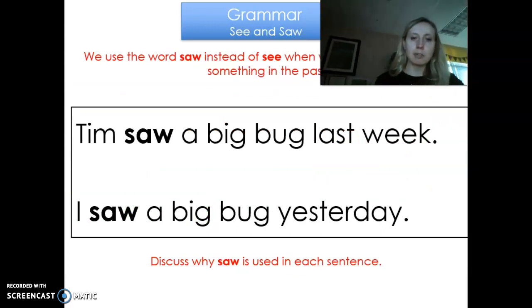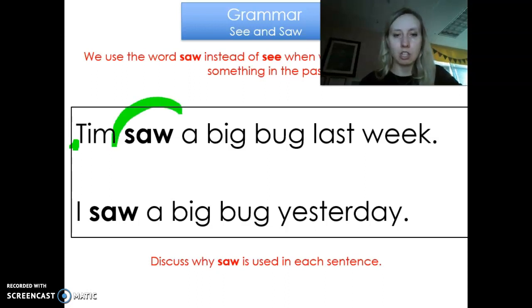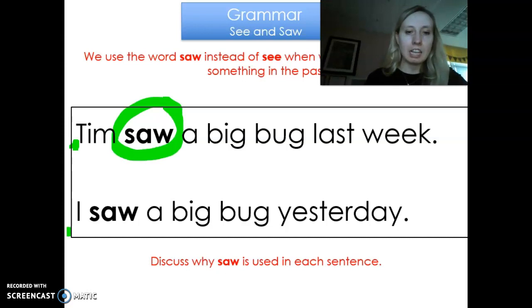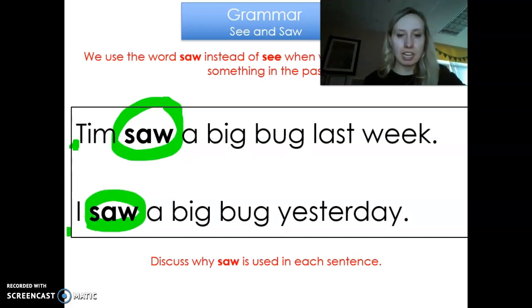Okay, so when we're talking about something in the past, we say saw. We don't say seed. Tim saw a big bug last week. So saw is what we say instead of see. I saw a big bug yesterday.